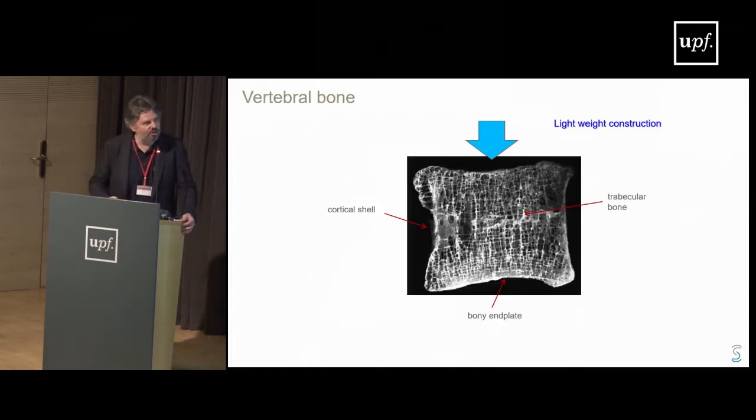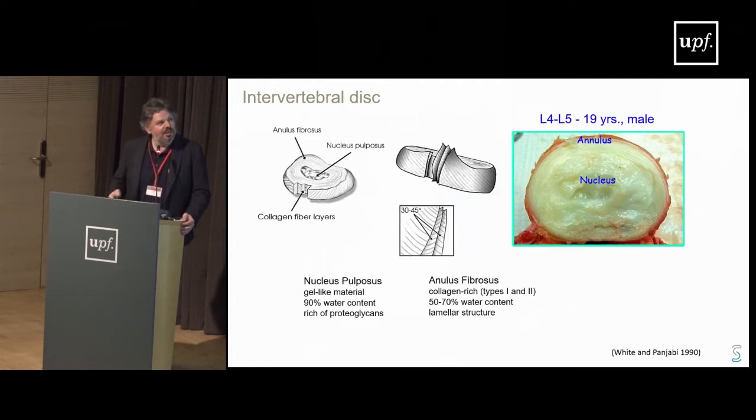That's a section of a lumbar vertebra. We can see that we have these trabeculae, which are oriented in a vertical direction. Actually, they are vertical because the load is vertical. The most important load is vertical, so the trabeculae try to resist this load by using the principle of lightweight construction.